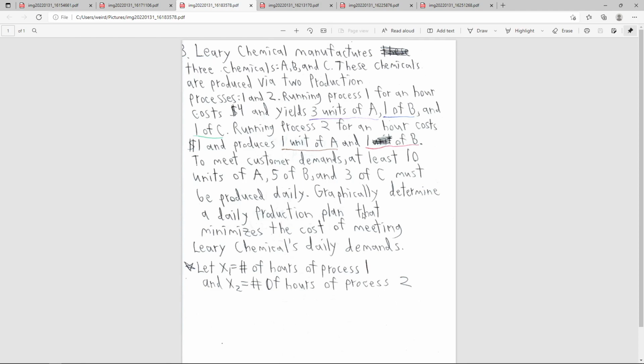Graphically determine a daily production plan that minimizes the cost of meeting Leeway Chemical's daily demands. So daily, it's going to be by hours. We're minimizing costs, and you're not going to get 24 hours; that's not going to be part of the conversation. It's going to take way less than that, by default. That's why it's number of hours of process 1 and number of hours of process 2, because you're given how much 1 hour costs for each of these processes. That's at least my level of thinking with it.